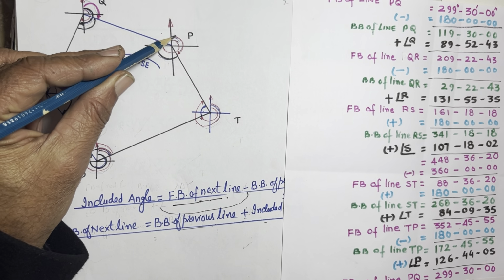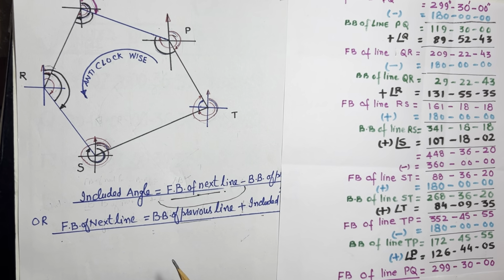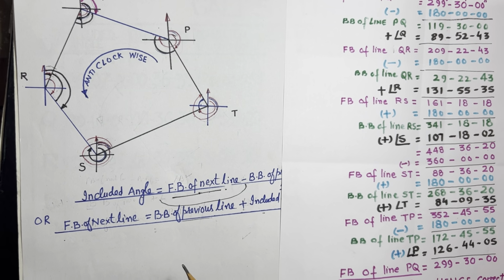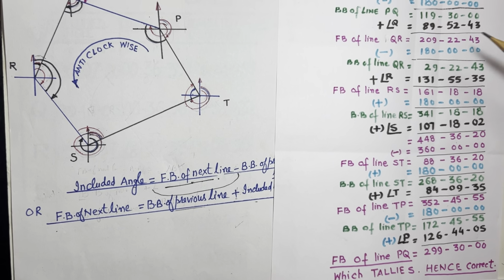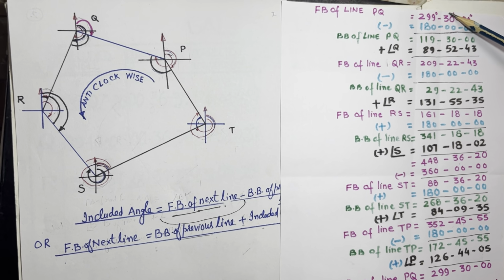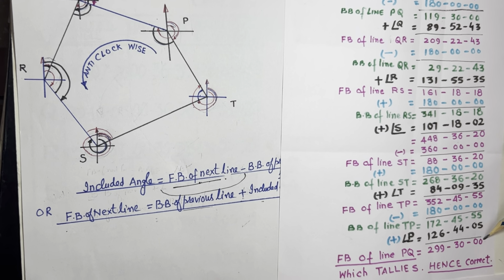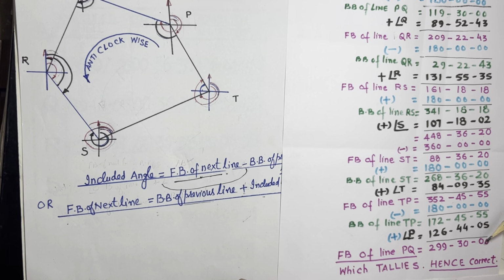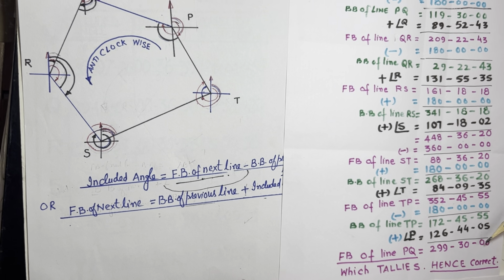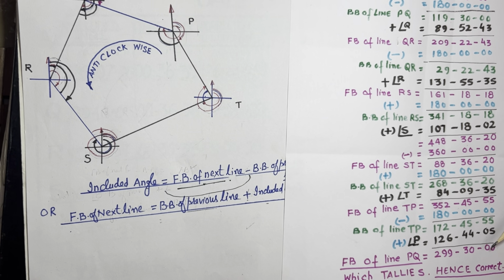This is from where we started. This closes over here, so we can say this value tallies. Hence, our result is correct because we started from the fore bearing of line PQ. After closing, this comes to be the same and it tallies. So our result is correct. This is the repetition of the process of calculating the fore bearing and back bearing of the truss lines.